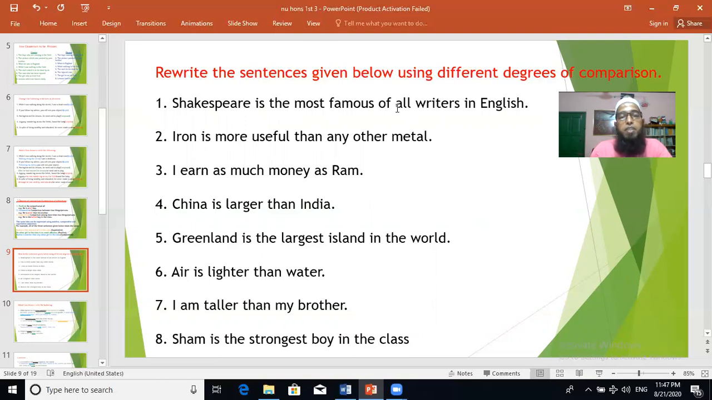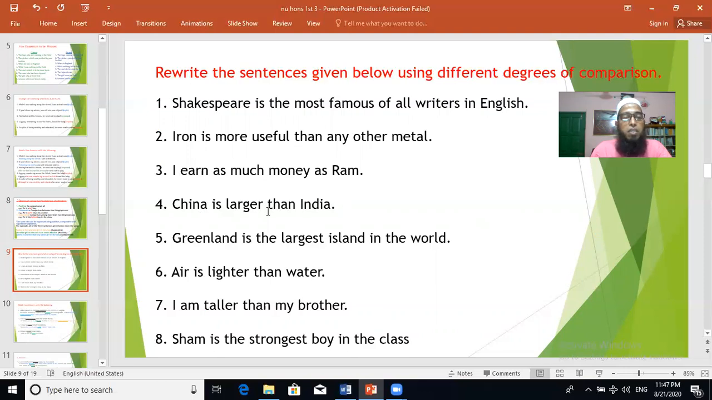Shakespeare is the most famous of all writers in English. So this is superlative degree, the most famous. You have to make it comparative and positive if you can. Do it quickly. Iron is more useful than any other metal. Here, more useful means comparative degree. Try to make it superlative or positive, anyone at least. I earn as much money as Ram. So this 'as much as' is positive degree. Try to make it comparative.